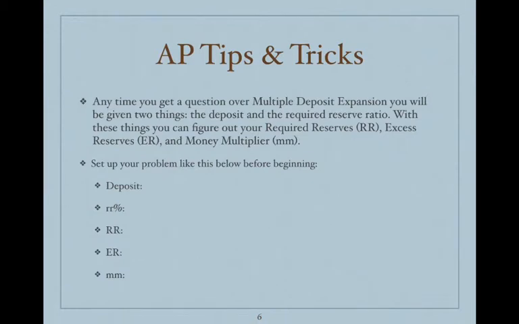And we all should be very familiar with setting up our problems in this format. Whenever we have to do questions of multiple deposit expansion on the AP test, they're always going to give us 2 things. They're always going to tell us how much the deposit was. When somebody puts money inside the bank, how much money do they put inside of the bank? And they're also going to tell us how much they are required to keep via the required reserve ratio.